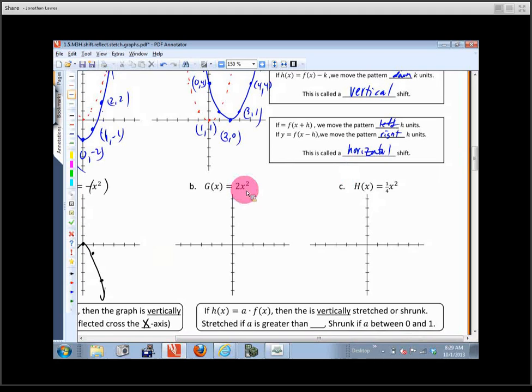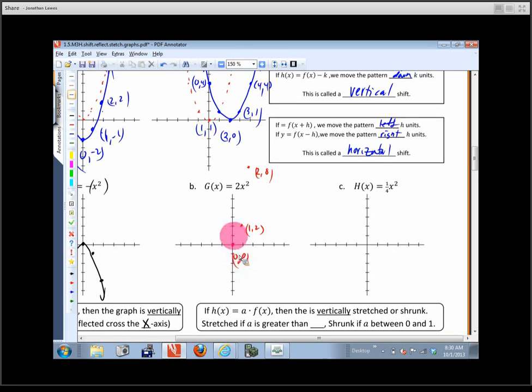Plug in a number, like 0. We get 0, and then times it by 2. You still get 0. When you plug in a 1, square 1, times it by 2. We get out a 2. Plug in a 2, square that. We get 4, times by 2, we get 8. So this is going to be, let's see, we're way up here. So this is 2, 8. This is 1, 2. And this is 0, 0.